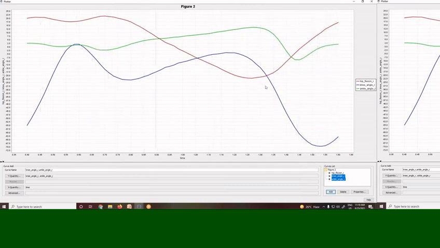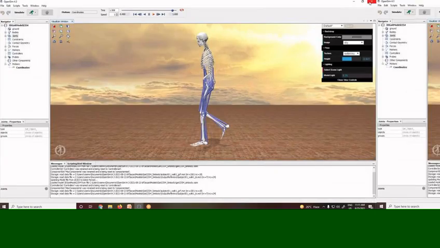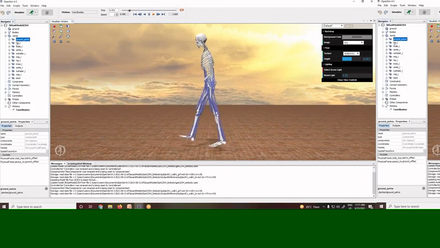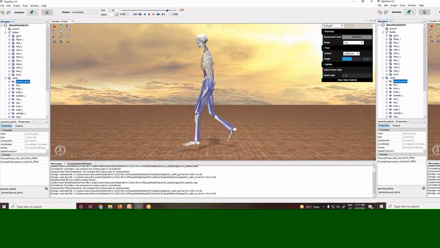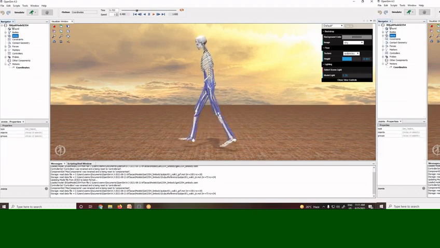In the ankle, you have a small hump and a big hump. Knee joints: small hump, big hump, small hump. This is the hip joint. You can assess your health on a day-by-day basis, whether any abnormalities are coming. You can disable certain joints. You can disable the muscles also.